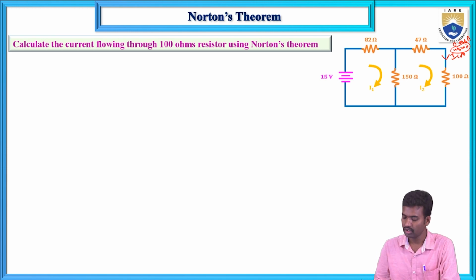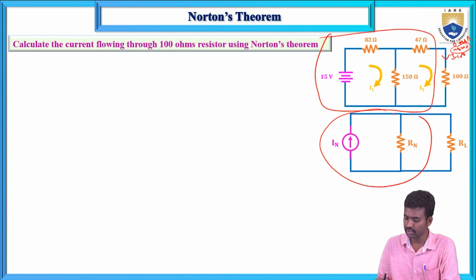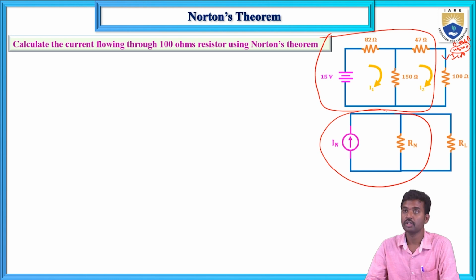So here, how will you calculate this from the Thevenin's theorem? First, the circuit can be replaced by a single equivalent circuit. This single equivalent circuit consists of a current source in parallel with a resistor. So what is the difference between Thevenin's theorem and Norton's theorem? The only difference is the source. Here, a current source in parallel with resistance. In the Thevenin's theorem, a voltage source in series with the resistance. Everything remains the same. Now here, you need to calculate IN and RN.